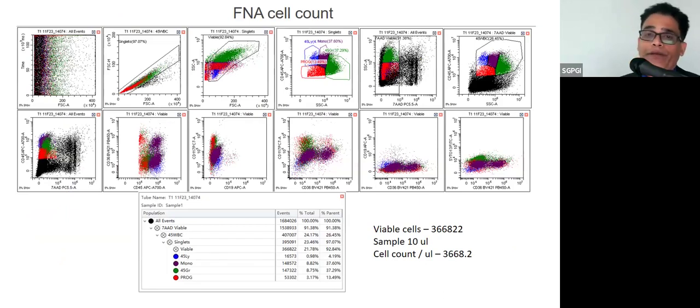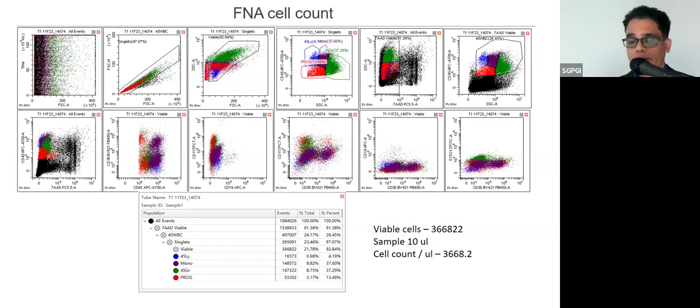For FNA, like fine needle aspiration, it is difficult to take a cell count and rely on the cell count from the CBC analyzer; it is easy to do it on the flow cytometer. Whatever sample you are receiving, tube 1, tube 2, use 10 microliters of sample, add some lysing solution, and after 5 or 7 minutes of incubation, run it on the flow cytometer.